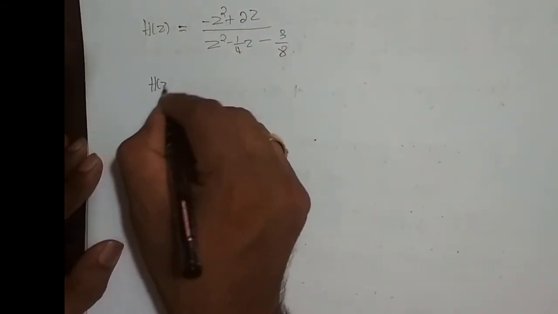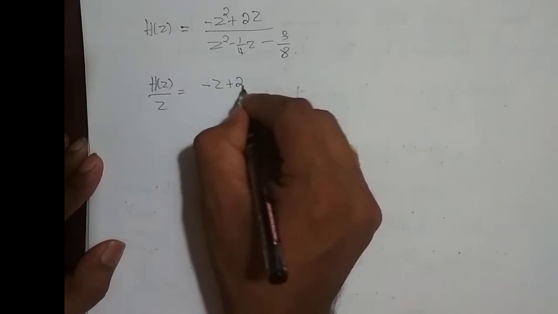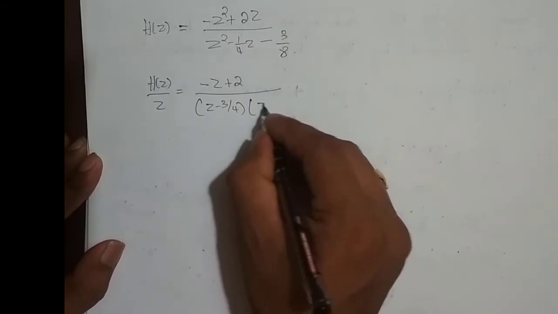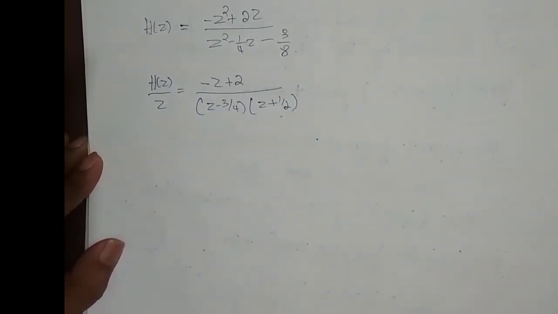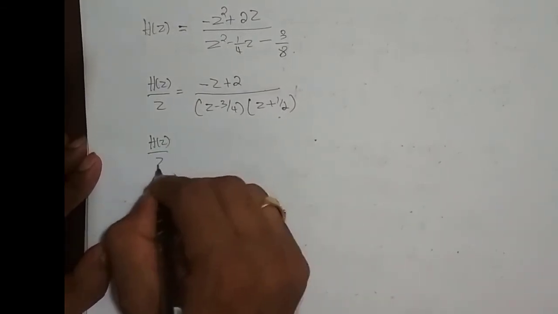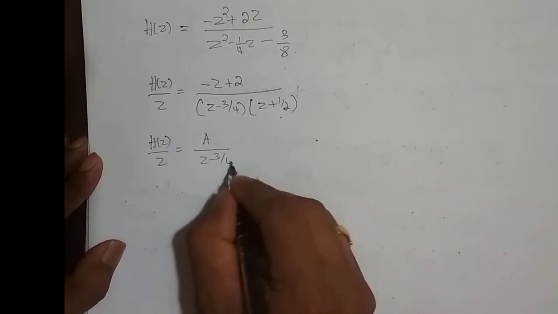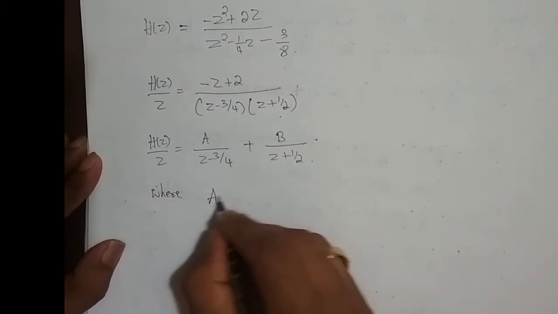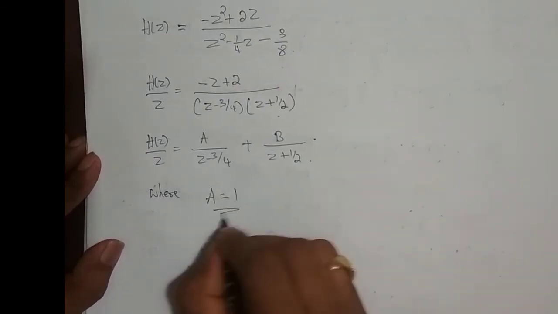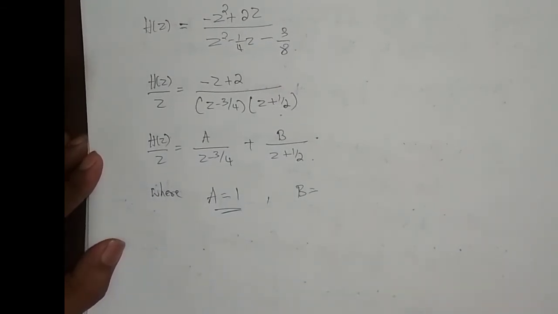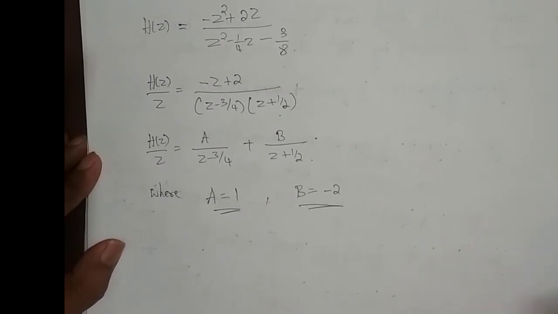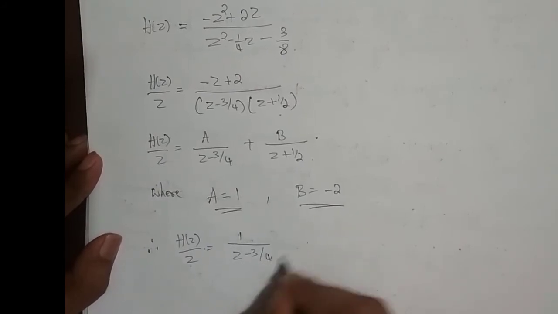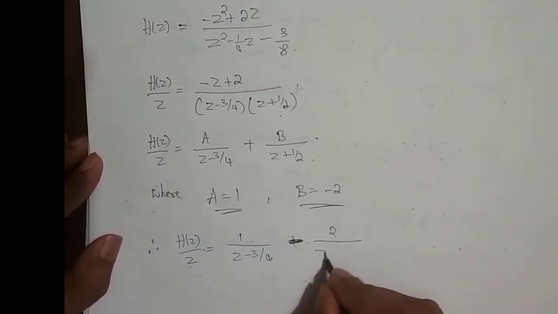So now I'll bring it in the form of H(z) by z, which is equal to minus z plus 2 divided by, I factorize it, I get a pole at z equal to 3/4 and one more pole at z equal to minus 1/2. Just check these poles. Once I get this, I have to perform the partial fraction expansion, which is A divided by z minus 3/4 plus B divided by z plus 1/2. A, you know the formula, right? We get 1, and B is minus 2. So therefore H(z) by z is equal to 1 divided by z minus 3/4 plus minus 2 divided by z plus 1/2.